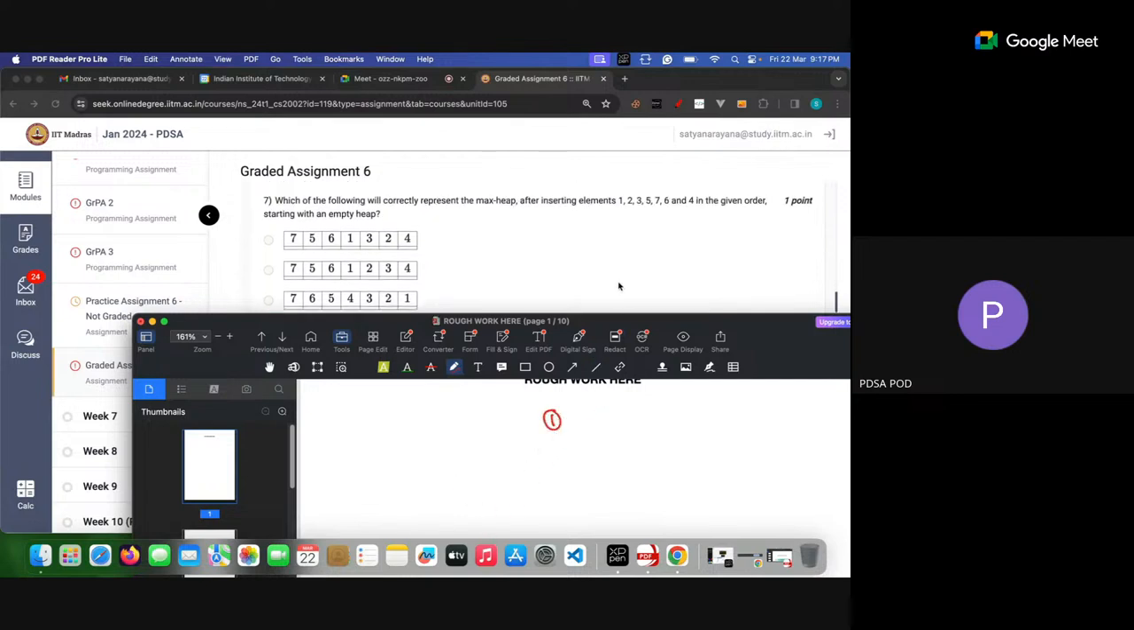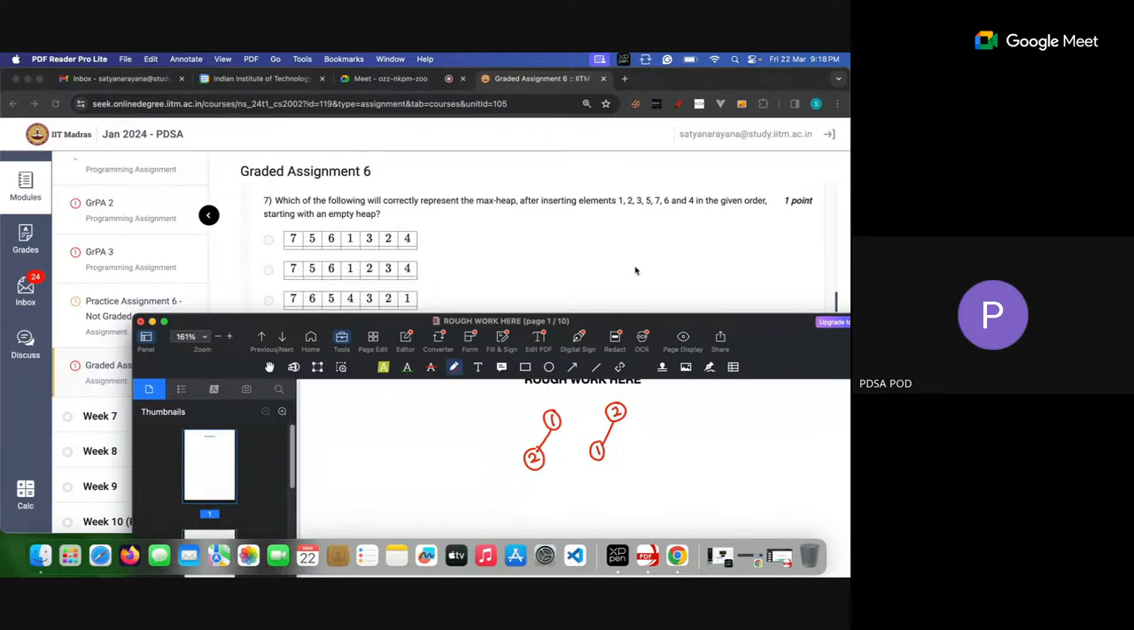Then we are trying to insert the 2. Once you have inserted 2, is it in the right location? No. So then what should I do? We have to swap the elements. Swapping the elements means that the root and the left child are swapped. So 2 is going to be here, and then the left is going to be 1.